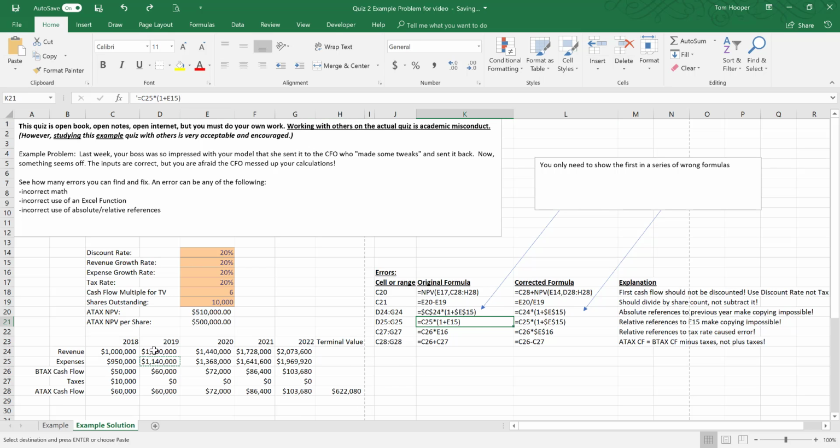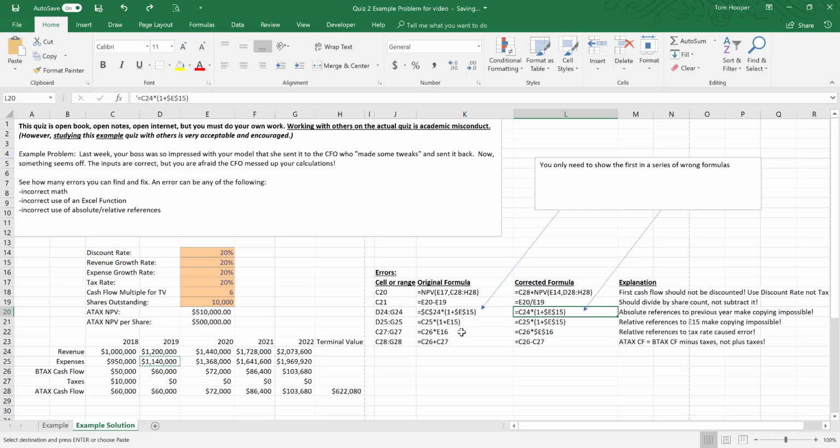Now, anytime there's a whole range of formulas like that are wrong, just tell me the range and tell me how the first one was wrong and how the first one could be fixed. You don't need to tell me how each individual formula was wrong and how it needed to be fixed.